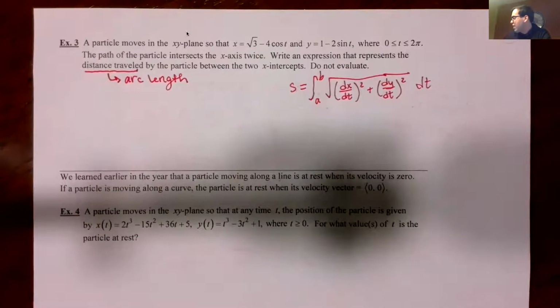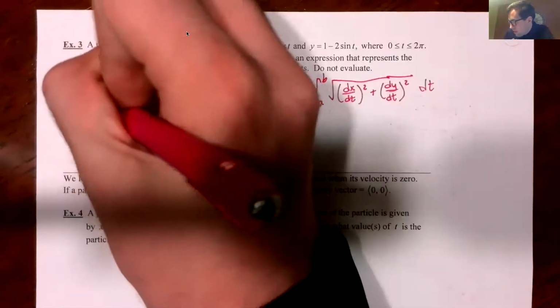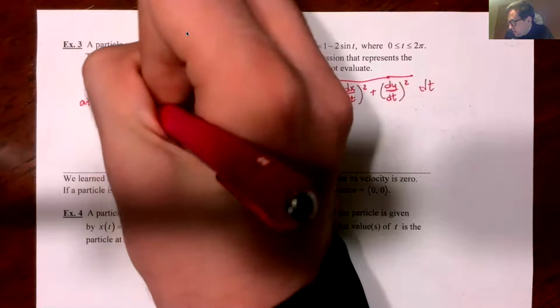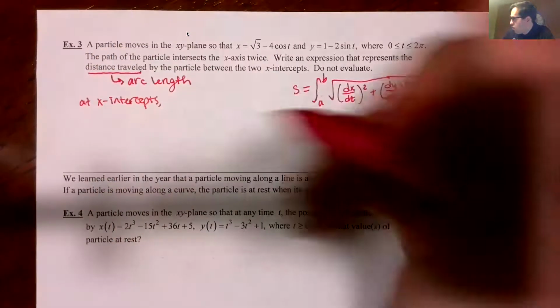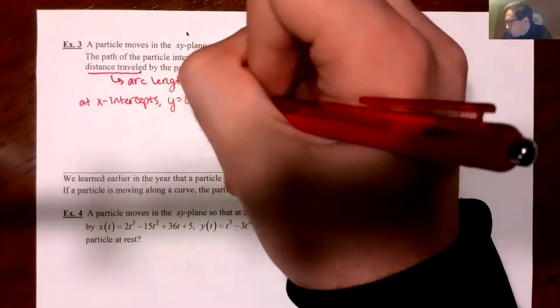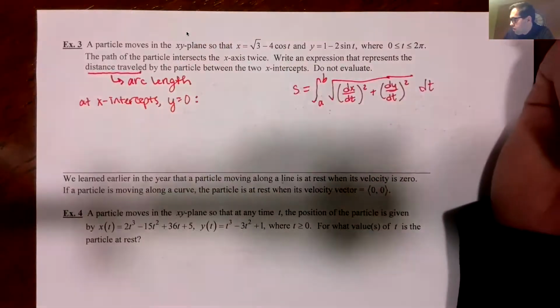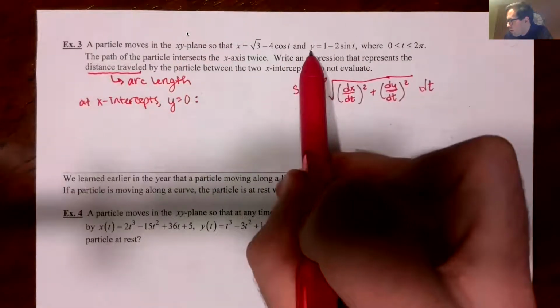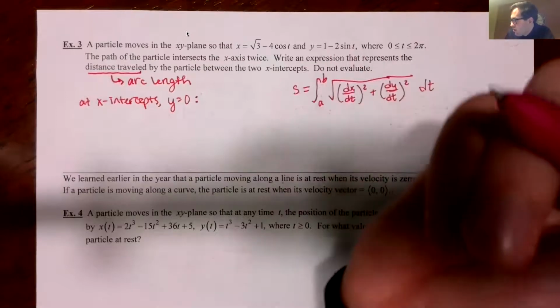What do we know about x-intercepts? At x-intercepts, the y value is 0, right? Think about the x-axis. Anywhere on the x-axis, if you think about ordered pairs, it's something comma 0, right? 2 comma 0, negative 3 comma 0, etc. So I'm going to write that down: at x-intercepts, y equals 0. So we know what we need to do, right? We need to plug in 0 for y and see what t is.